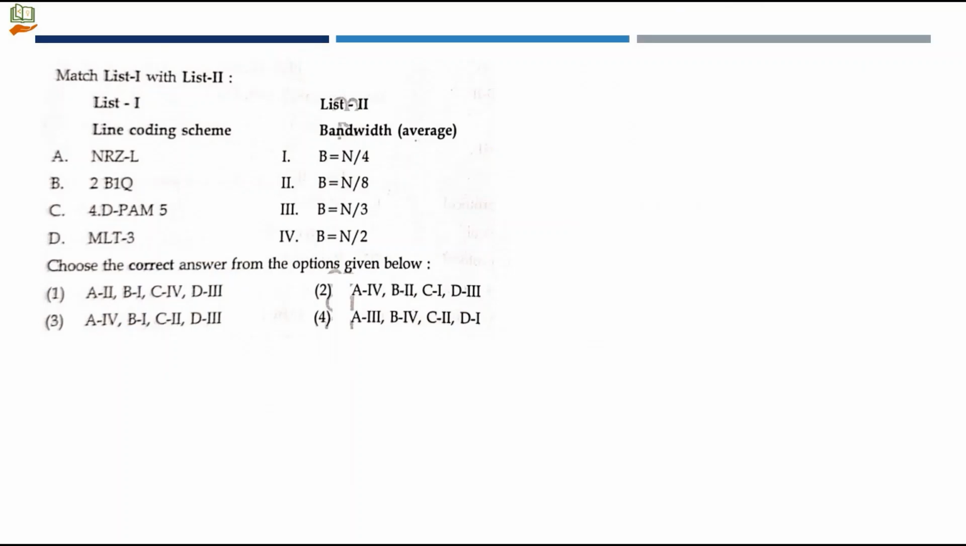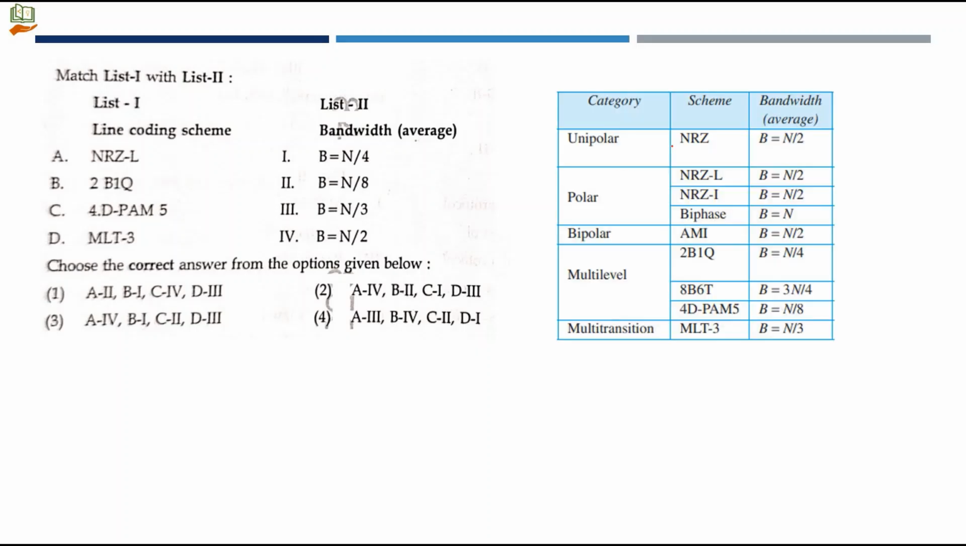Next question. Match list 1 with list 2. We are presented with the line coding scheme in list 1 and the average bandwidth is listed in list 2. Under unipolar category we have NRZ. Under polar category we have NRZ-L, NRZ-I and biphase. Under bipolar category we have AMI. Under multilevel we have 2B1Q, 8B6T and 4D-PAM5, and under multi-transition we have MLT-3. The question is about NRZ-L, 2B1Q, 4D-PAM5 and MLT-3. Just pick the average bandwidth value.